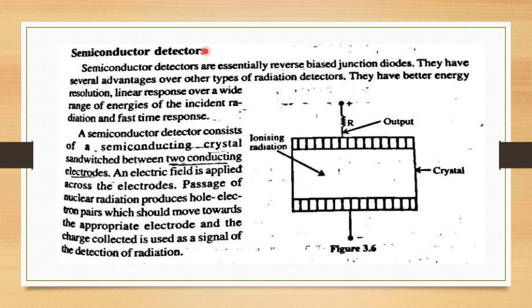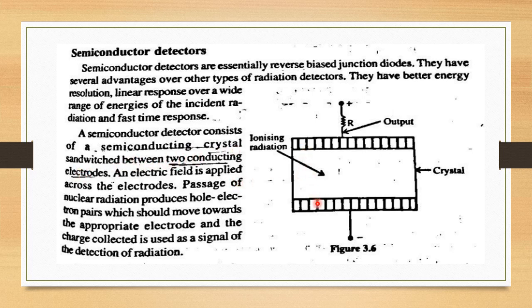Next is semiconductor detectors. These are essentially reverse bias junction types. They have several advantages over other types of radiation detectors. They have better energy resolution, linear response over a wide range of energies of the incident radiation, and fast time response. A semiconductor detector consists of a semiconductor crystal sandwiched between two conducting electrodes.